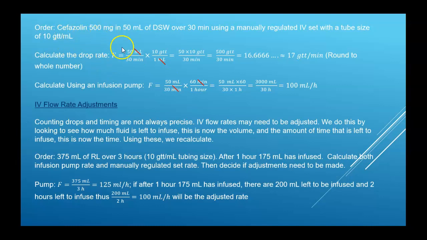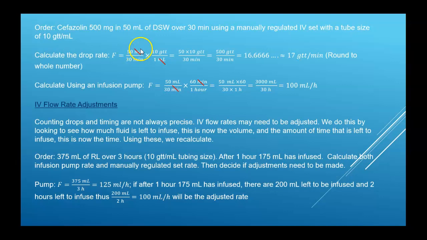Okay, so here's another order. Cefazolin, 500 milligrams in 50 milliliters of dextrose over 30 minutes using a manually regulated IV set with a tube size of 10 drops per milliliter. So your 500 milligrams is already in this 50 milliliter bag. So the volume that you're administering is 50 milliliters. Over 30 minutes, that's your infusion time. And the size of your tubing set is 10 drops per milliliter.